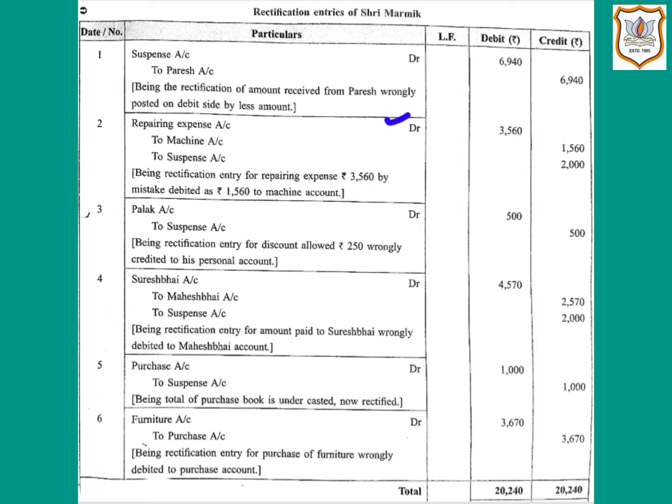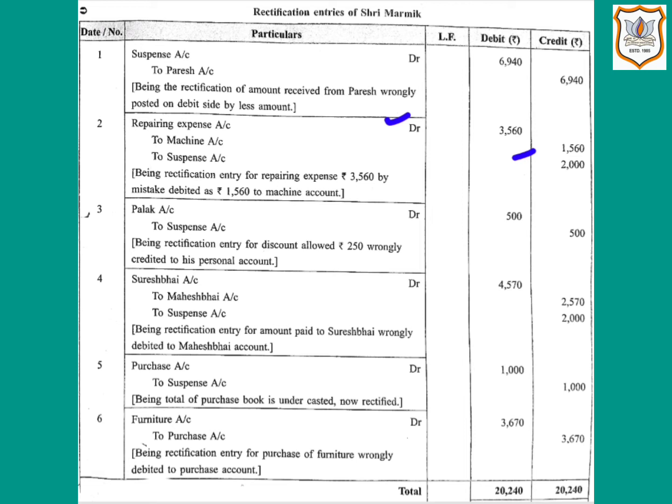And the second principle, that is undo what is wrong. So what is wrong entry here? Here, by mistake, 3,560 is posted on the debit side of machinery account as rupees 1,560. So this one needs to be reversed. So here machinery account will be credited by rupees 1,560.